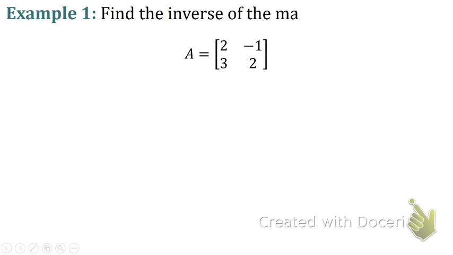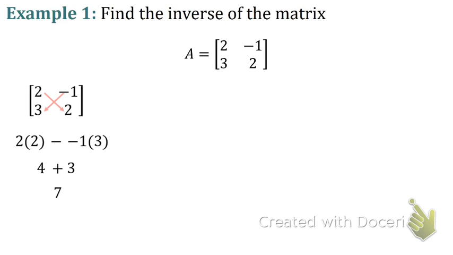So let's look at an example. I gave you the matrix A equals 2, -1, 3, and 2. This is the same matrix from our previous video where we calculated the determinant, as seen on the left-hand side of your screen. So to find our inverse, first let's make sure we're using correct notation.